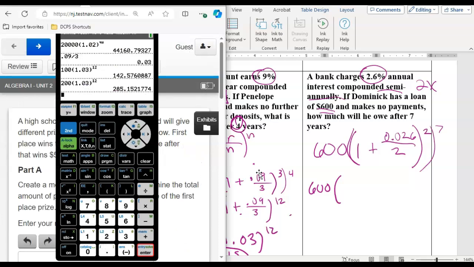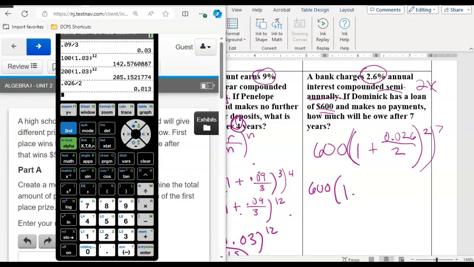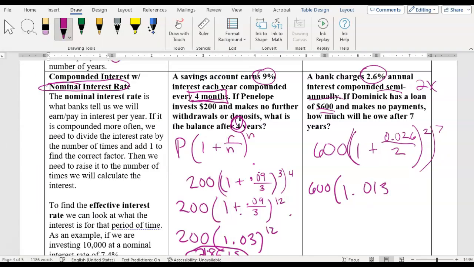Let's go ahead and figure out what 0.026 divided by 2 should give you: 0.013. So 1.013 to the power of 14, because if he's compounding it twice a year for 7 years, he'll compound it 14 times.